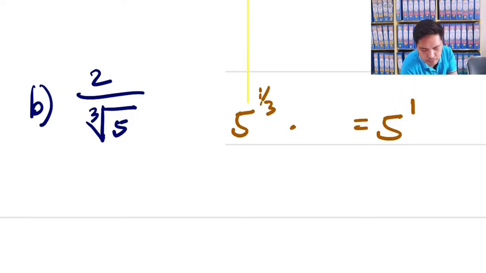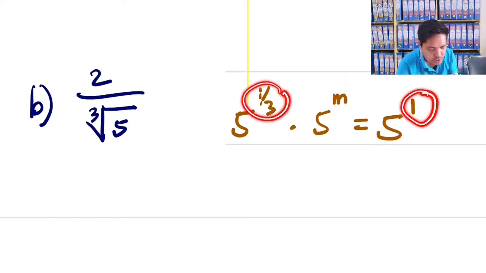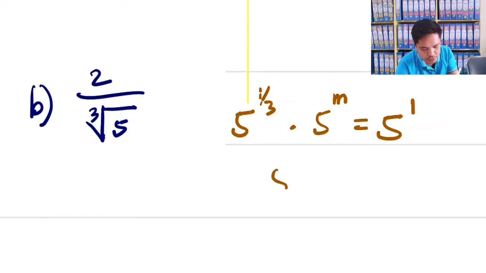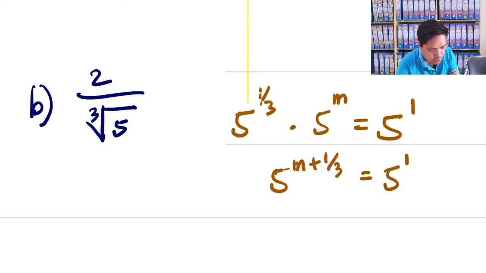Okay. Remember, ganito pwedeng gawin natin ha. Remember that if we multiply exponential expressions of the same base, we just add the exponent. So, we need an exponent here, let's say m, na kung i-add siya sa 1/3, the result is 1. Diba? Dapat kasi magiging 5 raised to m plus 1/3, that's equal to 5 raised to 1. Or, therefore, m plus 1/3 is equal to 1.